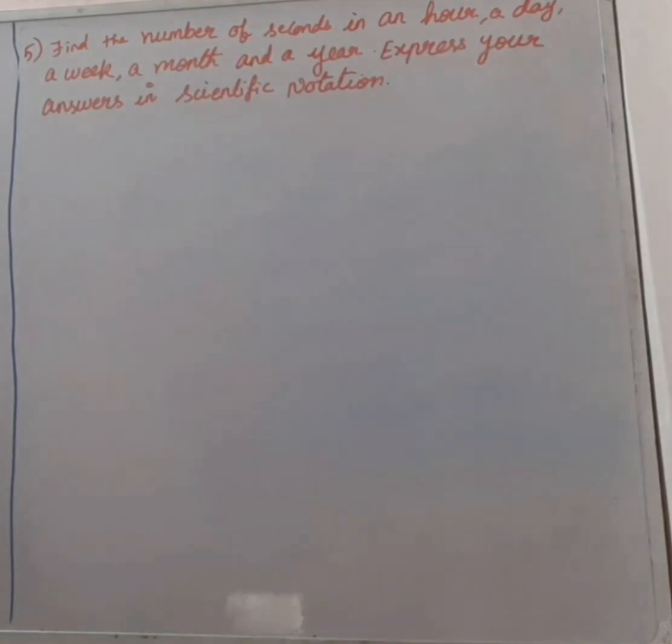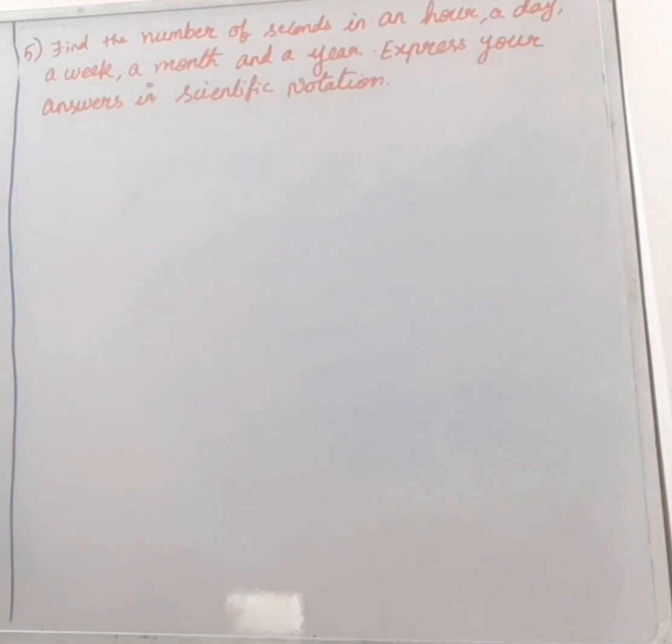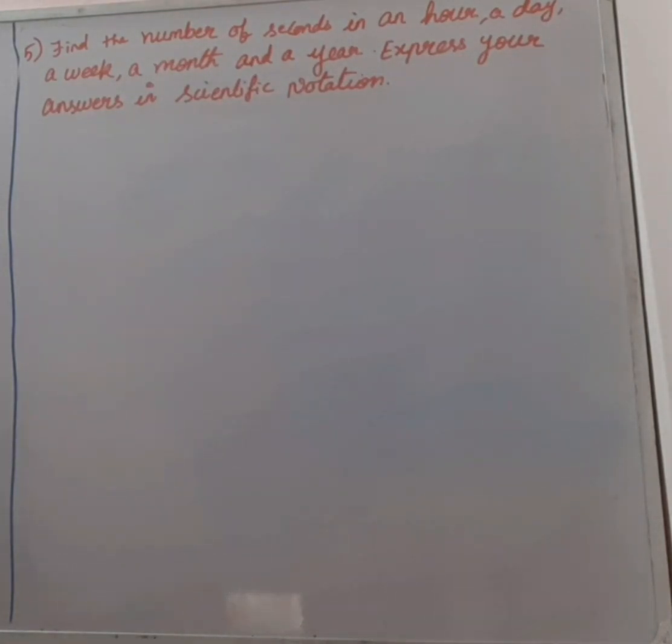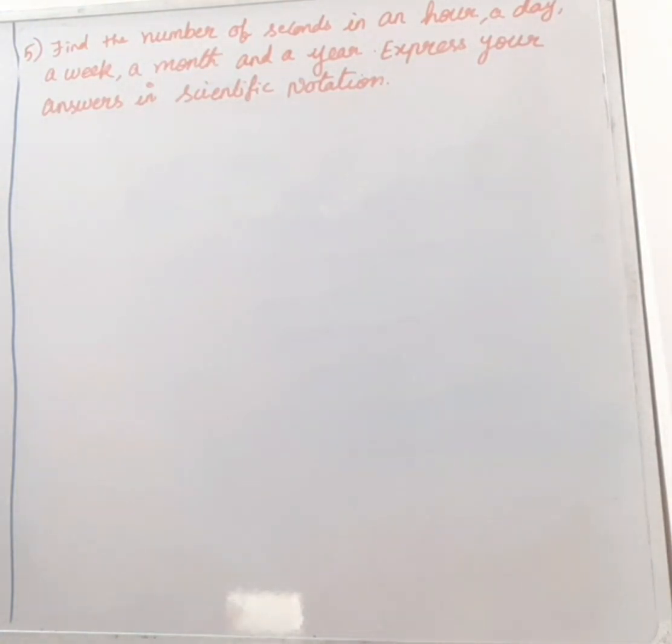Okay, so how many minutes in an hour? Before that, here already they say the number of seconds. So how many minutes do we have in 1 hour? Very good, it is 60 minutes. Okay, so how many seconds in 1 hour? 60 into 60. That is 60 minutes into 60 seconds. So we get 3600 seconds. Now we want to convert that into scientific notation.